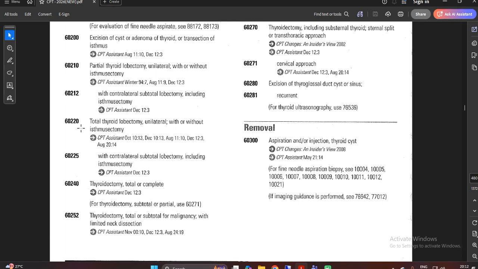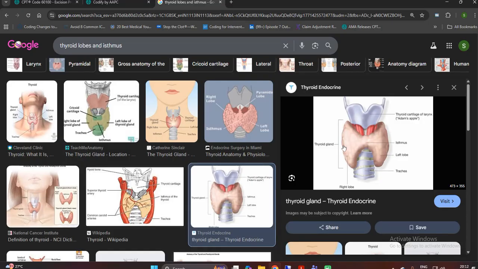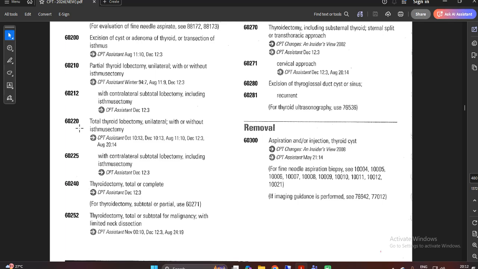Next we have 60220. Total thyroid lobectomy, unilateral with or without isthmusectomy. 60225, with contralateral subtotal lobectomy including isthmusectomy. So this is complete thyroid lobe removal. So this complete area will be removed by the physician. The complete right lobe will be removed by the physician. So that time you can code this one, 60220.